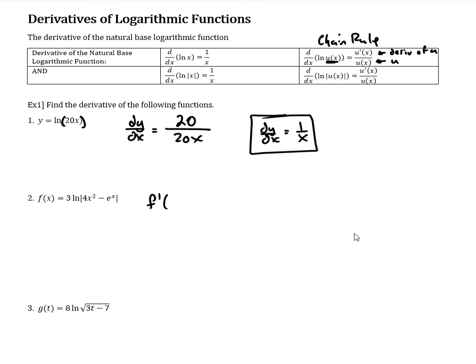So on number 2, we're finding the derivative f prime of x. Well, this 3 is a constant that multiplies the front, so it's still just going to be there. So let's set up the 3 just hanging out. And then the derivative of this natural log function is to put this expression, the 4x squared minus e to the x, just in the denominator. And then I think, all right, now just multiply the numerator by the derivative of this. So the derivative of 4x squared is 8x. And then we have minus, the derivative of e to the x is e to the x. And there we go. And that's it.